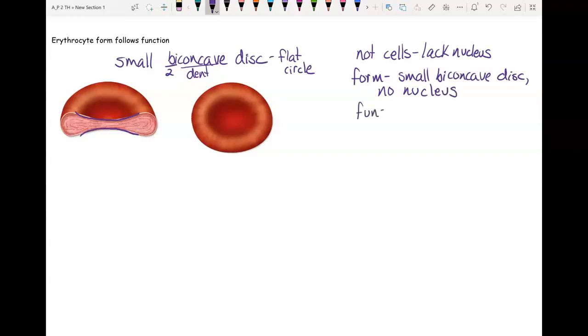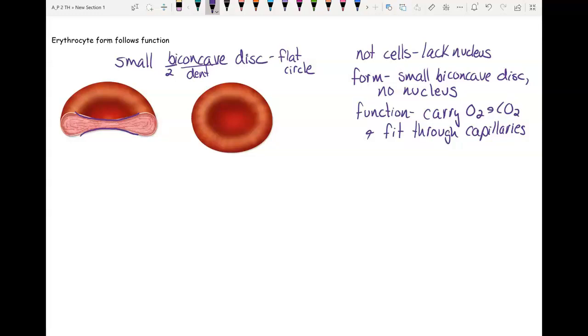Their function is to carry oxygen and carbon dioxide and to fit through capillaries. Capillaries are very narrow, tiny blood vessels, and they're hard to get through. So red blood cells have to be able to fit through capillaries. So form follows function. Their form, their structure, goes along with their job. So we're going to break that down and look at it.